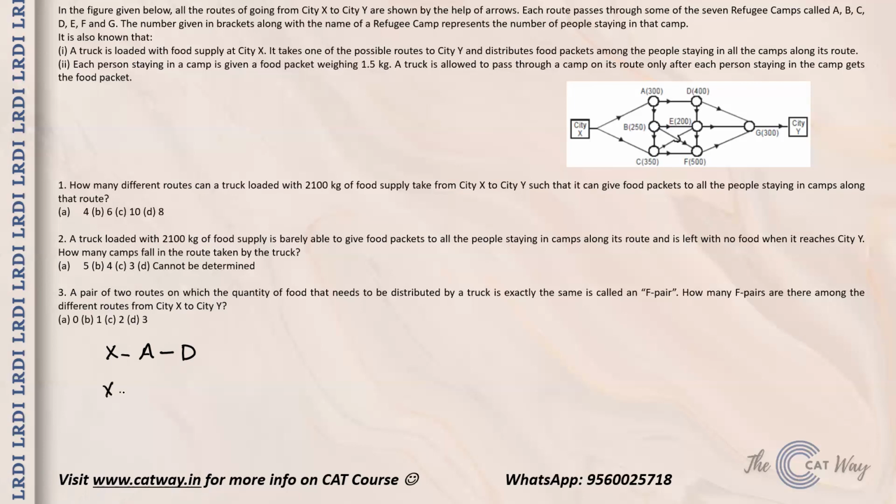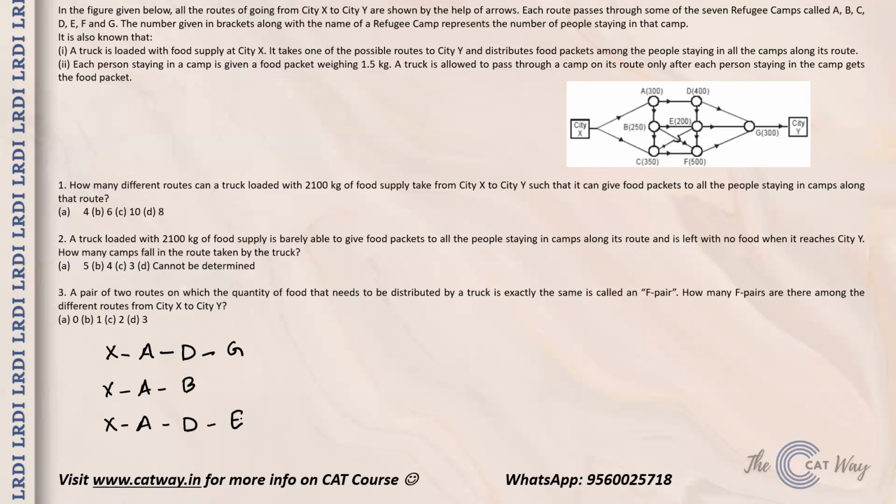So we have X, A, B. And apart from that, do we have any possibility? No. So these are the two possible cases that we get. Now from D, guys, if you see, there are two possible cases basically. One is G and the other one is E. So these are the possible cases.